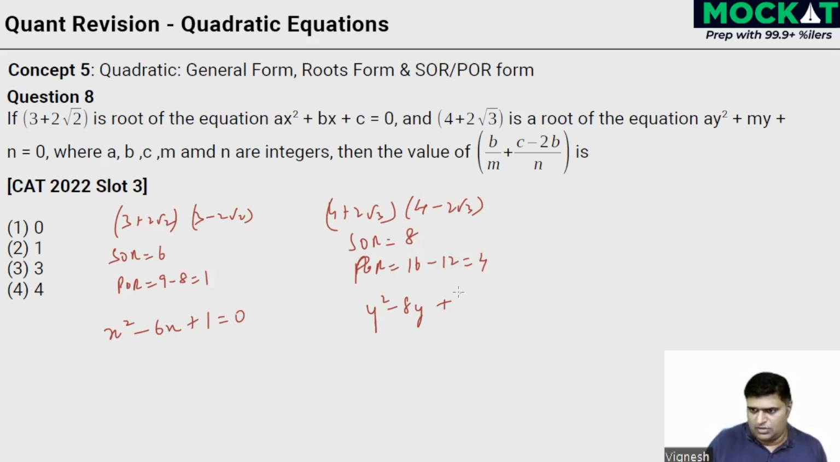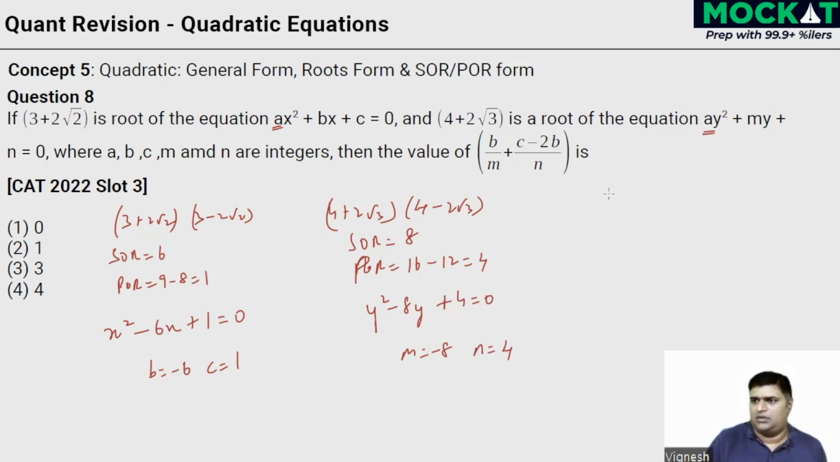plus 4 equals 0. Now the condition for the two is the x square's coefficient should be the same as a. It's a in both cases, x square and y square coefficient. And over here, x square and y square both have a coefficient of 1. It's fine. Satisfies. That's it. So b is minus 6. c over here is 1. And m over here is going to be minus 8. And n over here is going to be 4.